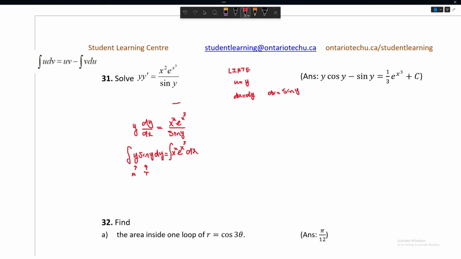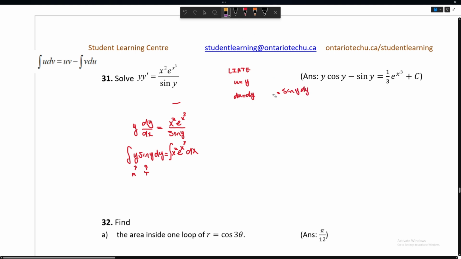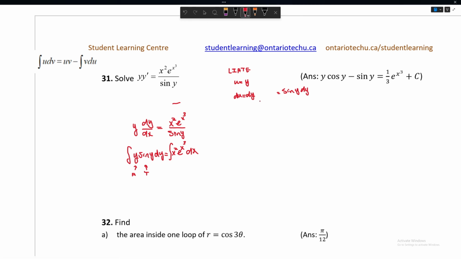And I made a mistake here. I don't remember if this is my v or my u. This might be my v. And I'm supposed to integrate this part. Oops, yep, I messed it up again. This is dv, and this is v. And this will become, the integral of this is negative cos y.